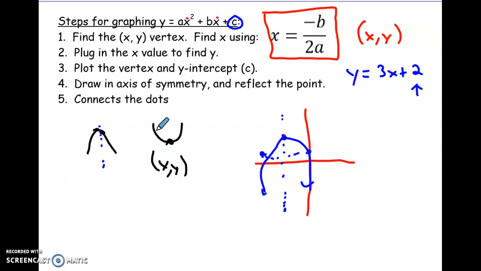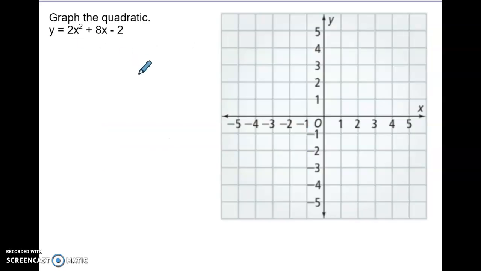You probably don't need to really write them down. You can always refer to these notes online when you need them. So to actually graph one, let's go through an example here. The first step in our process is to find the vertex.